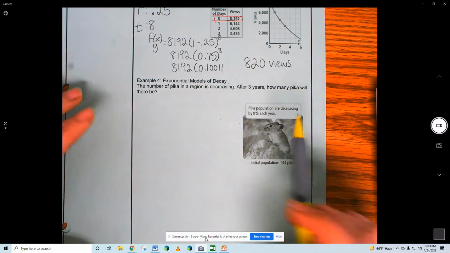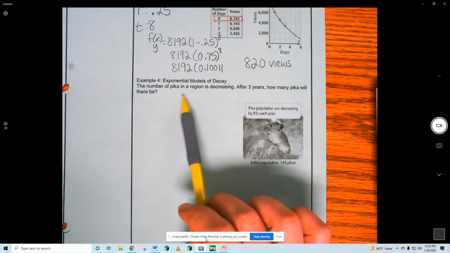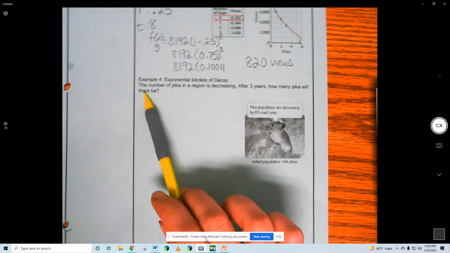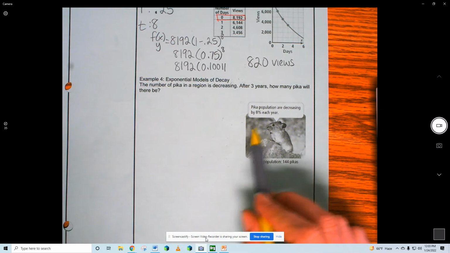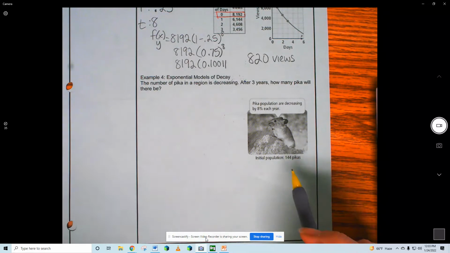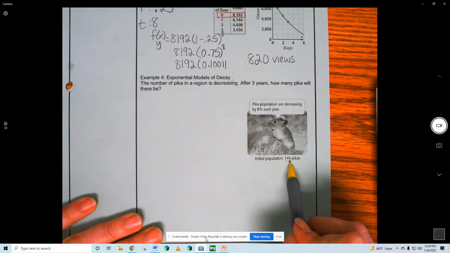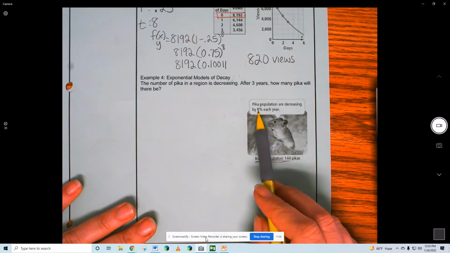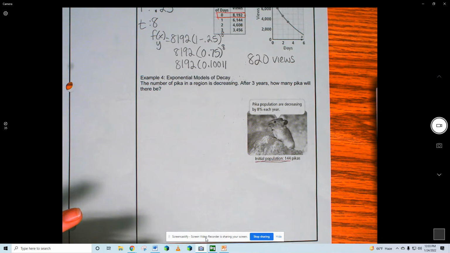Example 4. The number of pica, which is this little rodent, in a region is decreasing. After 3 years, how many pica will there be? So I'm looking at the picture. It tells me some info that I need. The initial population is 144 picas. The pica population is decreasing by 8% a year. So this is a decay problem because it says decreasing.